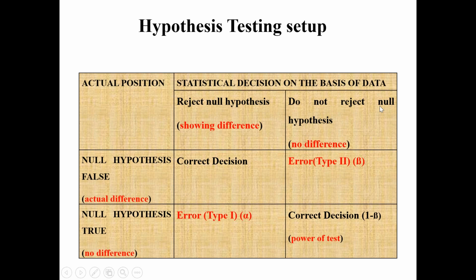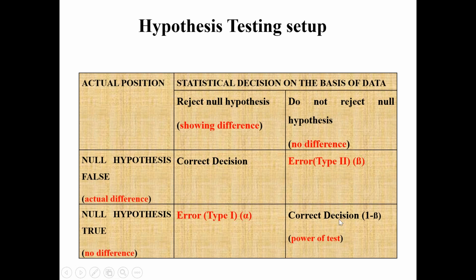And if I am not rejecting based on the test of significance, the null hypothesis is accepted, then the correct decision, that is on the fourth cell here. This is what is known as power of the test. It is also considered to be 1 minus beta. So that means there is a correct decision when I am not rejecting this by the test of significance.